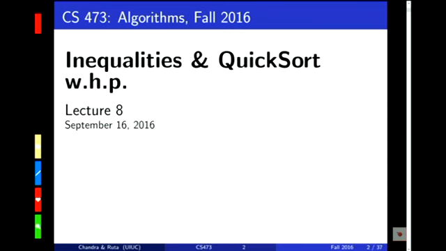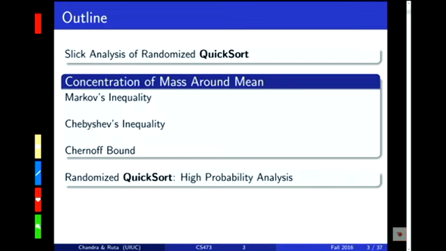Okay. So I will go over the slick analysis of randomized QuickSort, which I had asked you to go over. Then we will talk about why, when you have an expectation, most of the probability mass lies around the expectation. So if your algorithm is taking some expected time, say n log n, then you can almost always prove that with very high probability it will take n log n. It's not only expectation, almost always it will take n log n time.